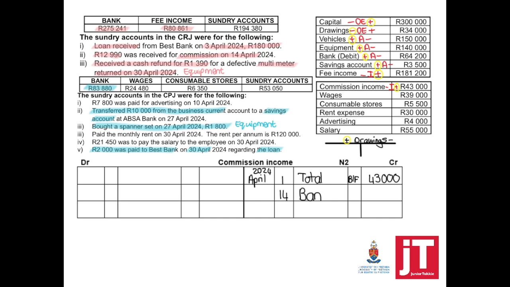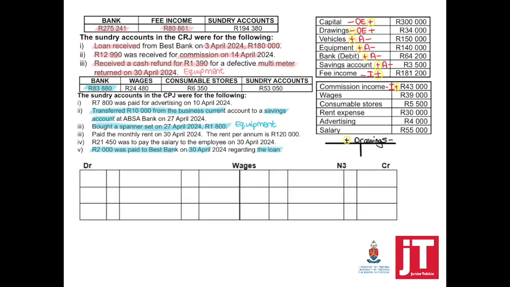So on the credit side, I'm going to have day 14, bank, CRJ, 12,990. There's no other transactions involved. There's nothing on the debit side. So the last step, just total the credit side.